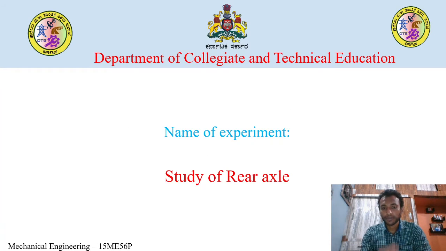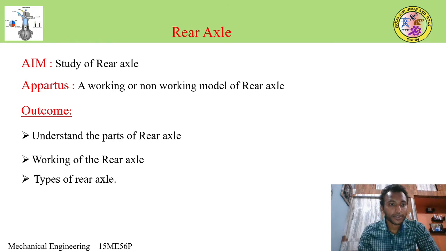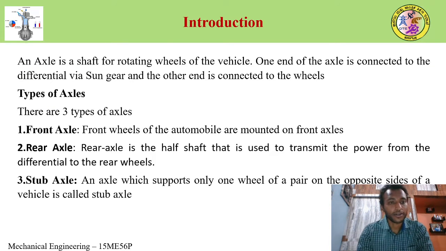The next experiment in this is the study of the rear axle. So the aim of this experiment is to study the rear axle. The apparatus required for this is a working or non-working model of a rear axle. So the outcome of this is to understand the parts of the rear axle, what it is, how it works, and where it is located. And another important thing we are going to study is the types of rear axle.